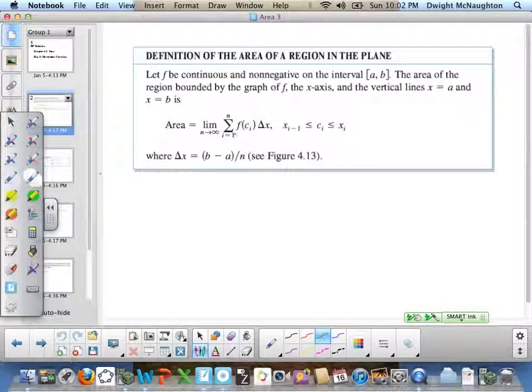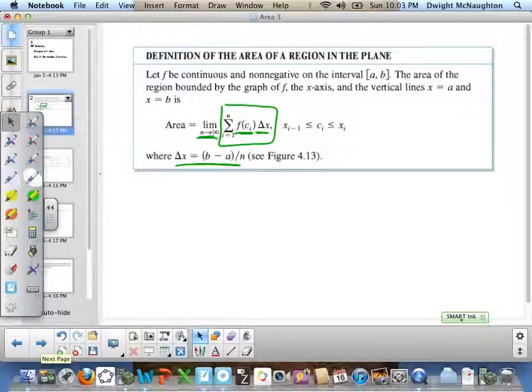We're going to take the height of our rectangles, which we got right here, f of c sub i, c sub i just being whichever leg of the rectangle you're at, times delta x, where delta x is (b minus a) over n, where a and b are the endpoints of the region. And then we want to add up all these n rectangles, where n approaches infinity. I would pause the video if I were you and write this formula down so you can use it as we go along.